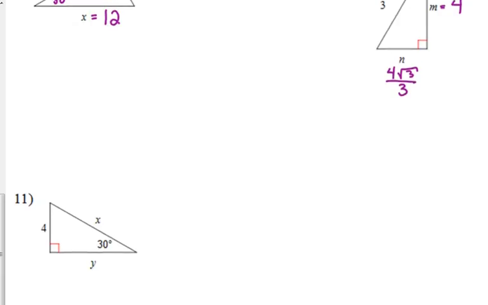Okay, and then let's look at 11. We're given the side across from 30 degrees. So this is, I think, the easiest scenario to build up. If we've got the side across from 30, the hypotenuse is 2 times that length. So x is going to be 8, and then the other leg is going to be 4 times the square root of 3.